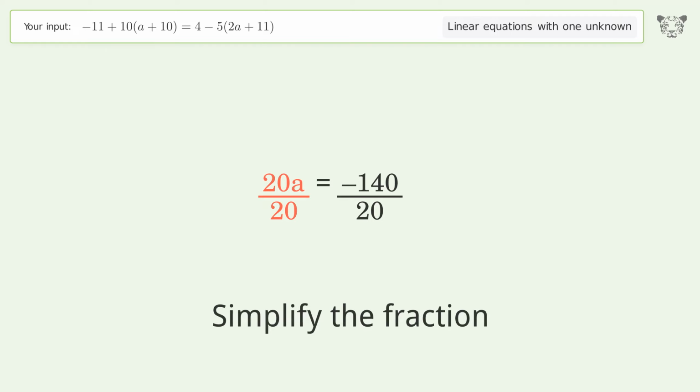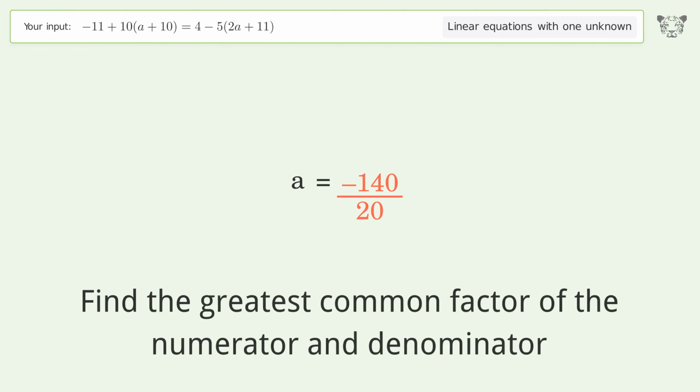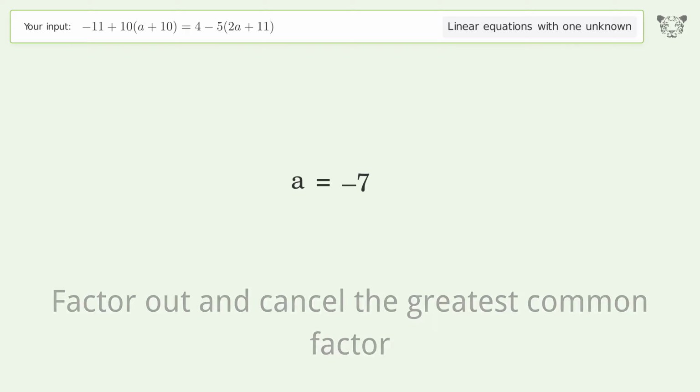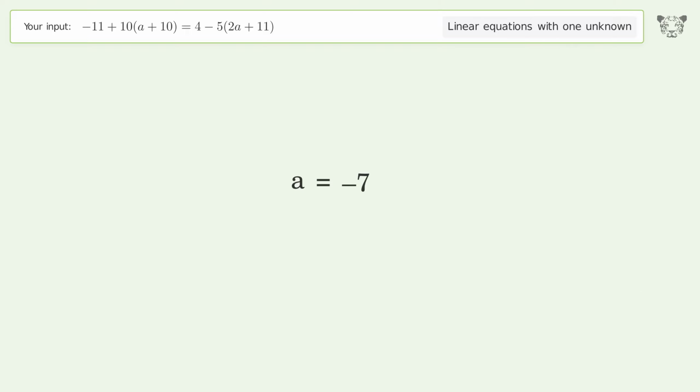Simplify the fraction. Find the greatest common factor of the numerator and denominator. Factor out and cancel the greatest common factor. And so the final result is a equals -7.